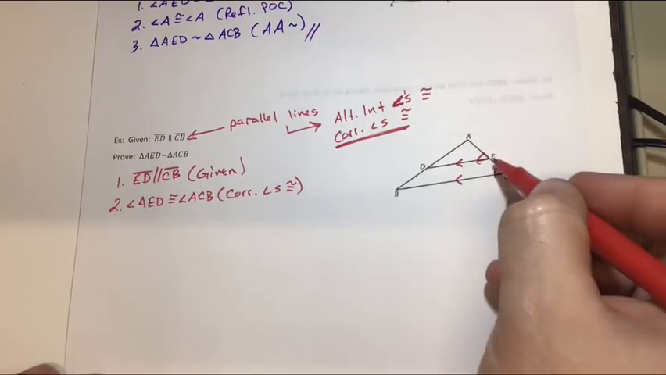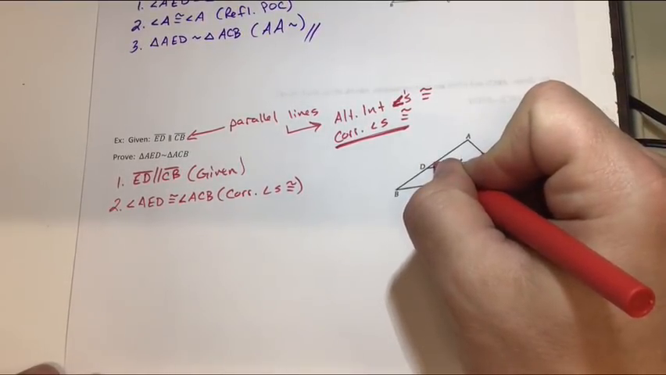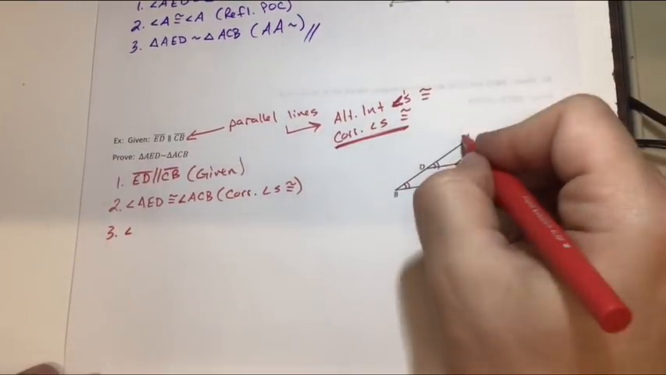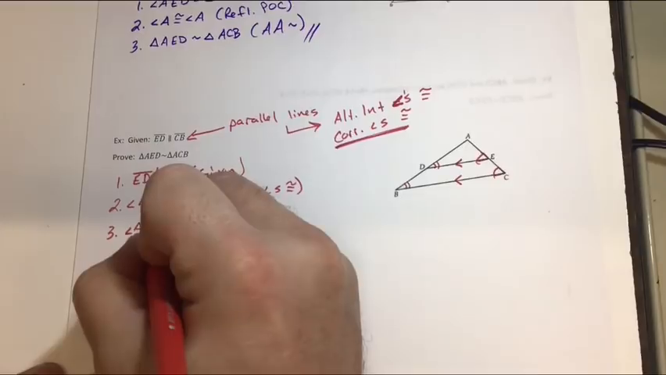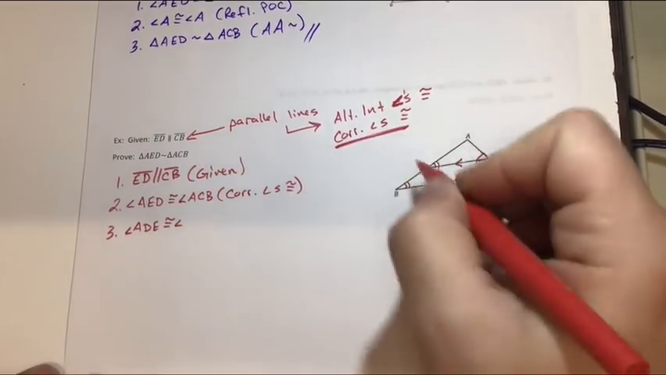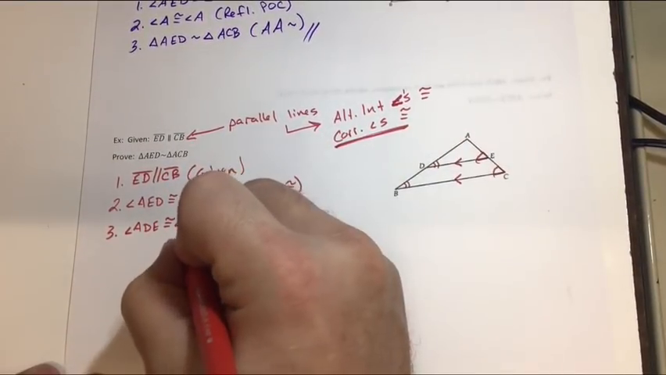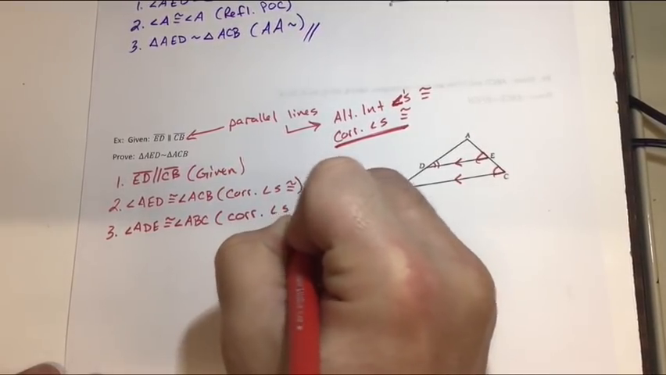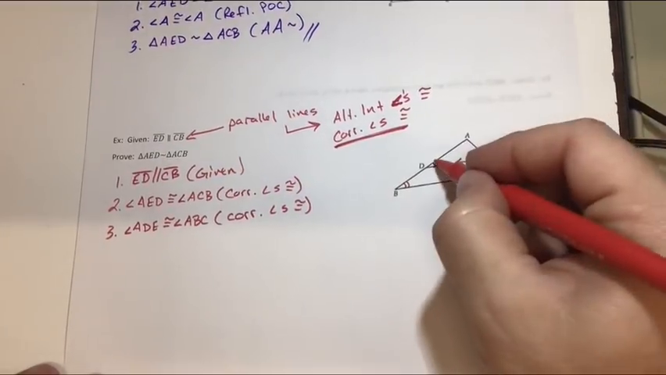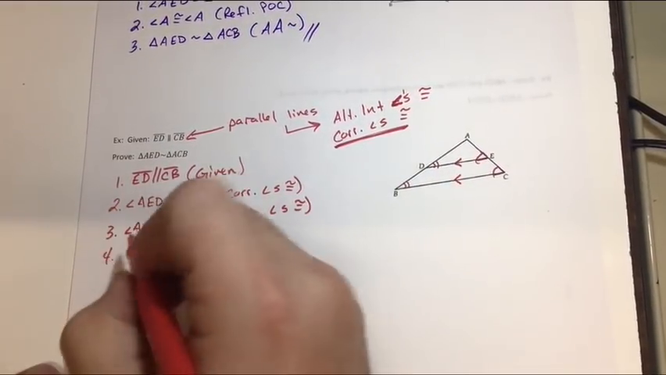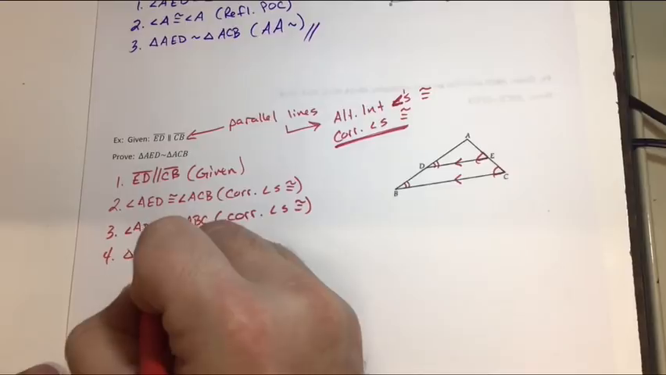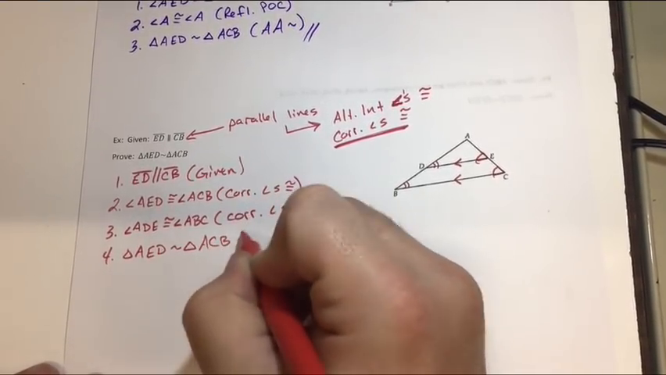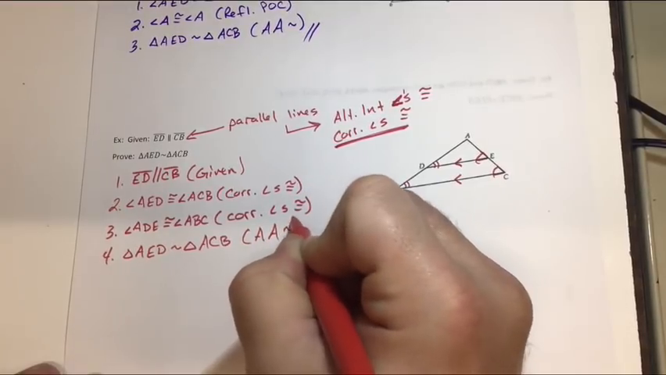And that's one pair of angles, but then for the same reason I could also say angle D is congruent to angle B, or angle ADE is congruent to angle ABC for the same reason. That covers angle-angle similarity. So I can say triangle AED is similar to triangle ACB by angle-angle similarity.